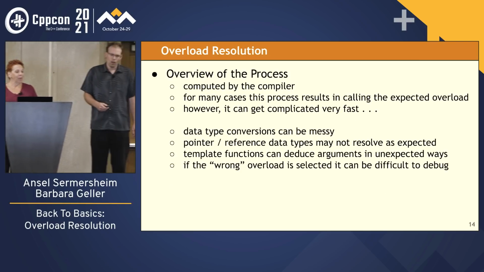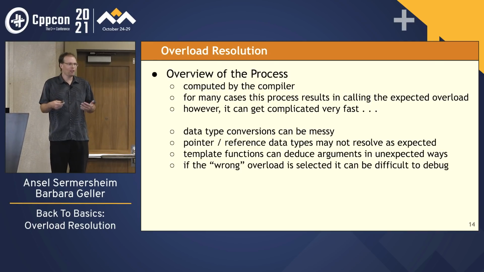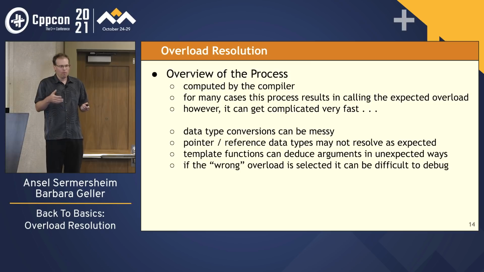Okay. So when you have overloaded functions, the compiler needs to have some mechanism for figuring out which function to call. And in most cases, this does what you think it should. But it can get really complicated really fast because data type conversions can be considered, and some of them are surprising in their behavior. If you have pointers and references involved in the call, it may not resolve the way you initially think it should.